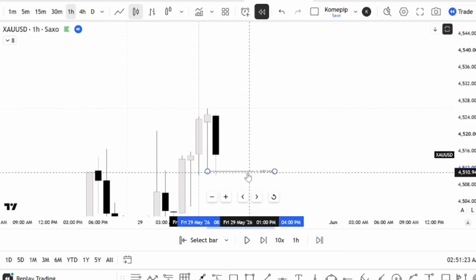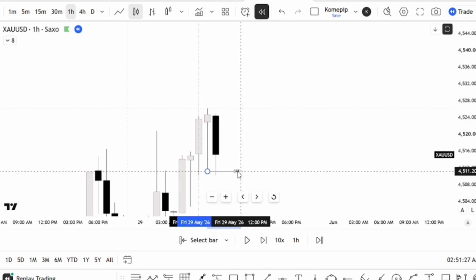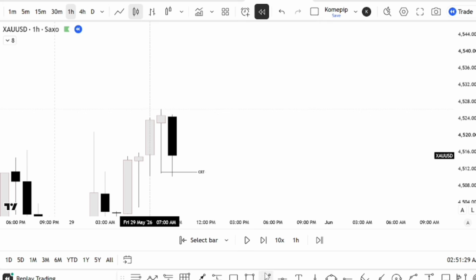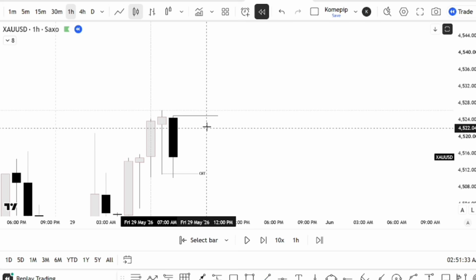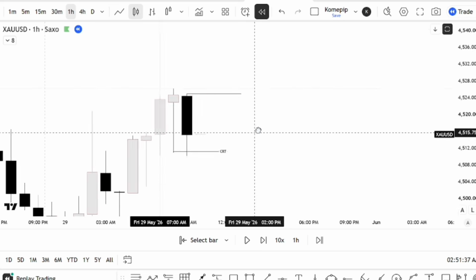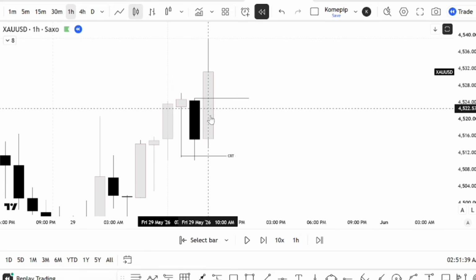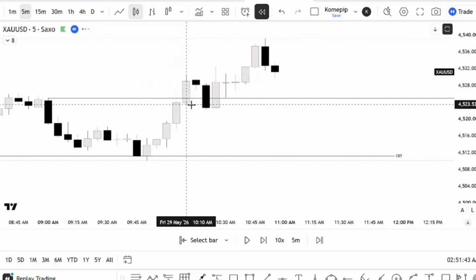This is a basic CRT. Stay with me. With this CRT, we want to mark this high. Until price breaks this high, we are not going to look for our entry. We're not going to look for our buys or sells. As you can see, price broke it, so we need to go to the lower time frame.